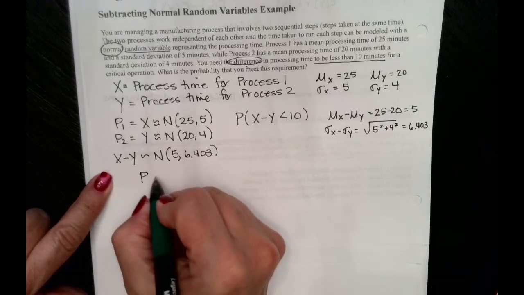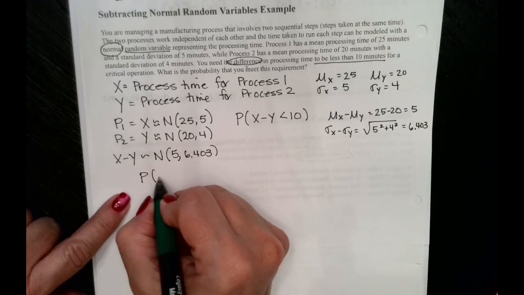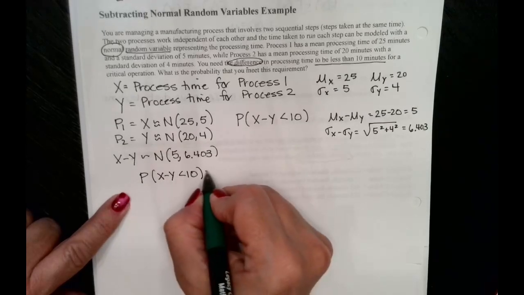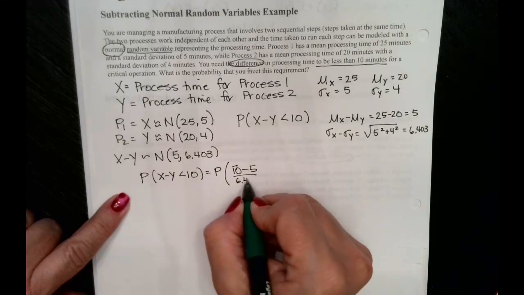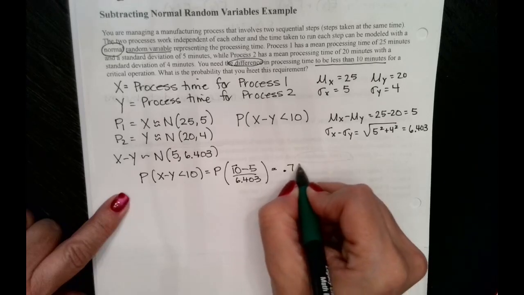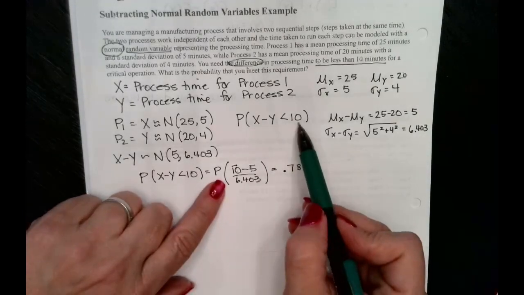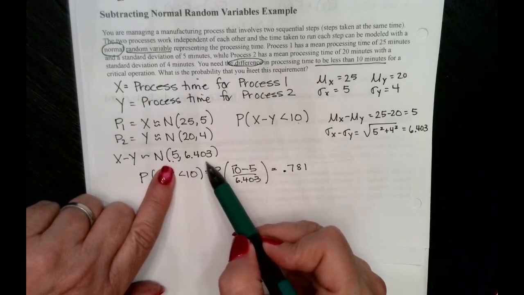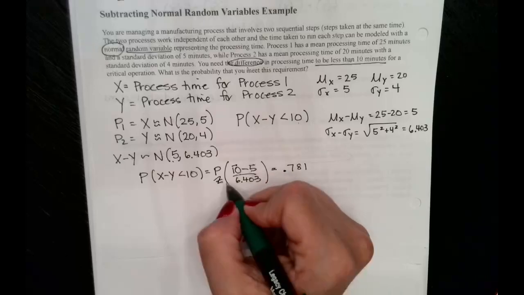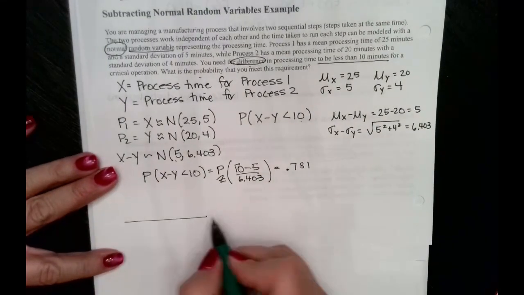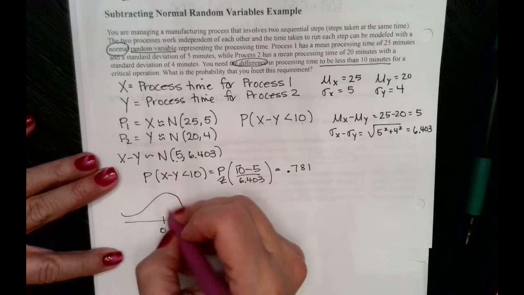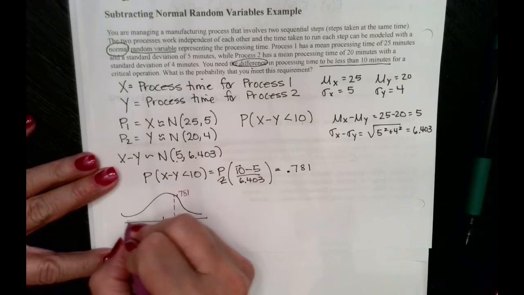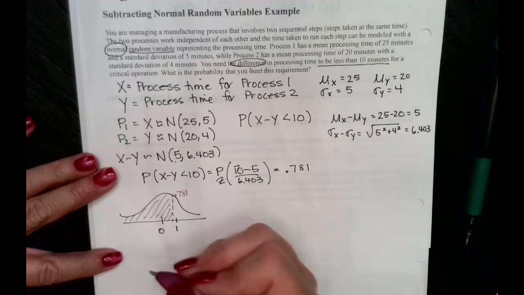So now what I have is the probability of X minus Y is less than 10. We don't need that again, but I'm just going to write this. This is the probability that the z-score, which is going to be 10 minus 5 over 6.403, is going to be 0.781. Okay, my value minus my mean over my standard deviation. So this is my z-score. Okay, so I can draw my distribution at this point. So I have this point here, 0.781. I want to know processing time is less than, so it's everything to the left.